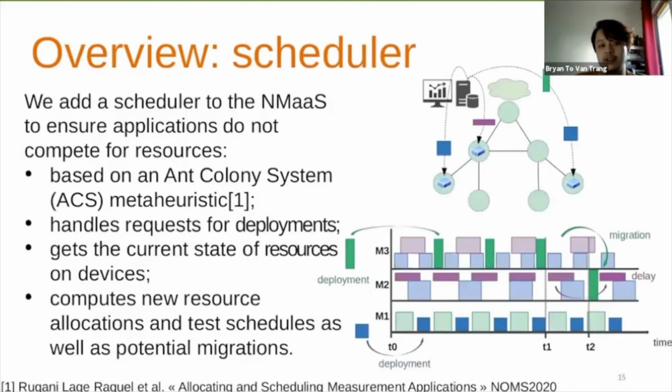Now more on the scheduler. The scheduler is, for reminder, here to ensure that applications do not compete with computing resources. This scheduler is based on the Ant colony system that we'll be explaining on the next slide, and it handles requests for deployments. Basically, what does it do? It takes in input the current state of the cluster, machines, and applications currently running and hosted, and gives in output new resource allocations in a schedule with potential migrations over several devices. And these migrations are eased up thanks to the container technology.